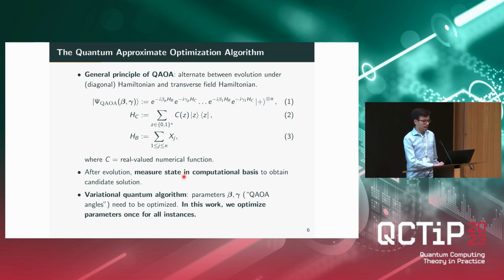Once you've performed this time evolution, you measure the state in a computational basis to obtain a candidate solution to the Boolean optimization problem. And hopefully, this measurement gives you a good enough solution. However, you don't know about that in advance, especially since QAOA is a variational quantum algorithm, meaning these evolution times beta and gamma need to be optimized. In this work, we partially mitigate this actually very relevant issue by optimizing parameters once and for all. Namely, we do optimize parameters, but we use these optimal values found at the beginning on all instances of KSAT.